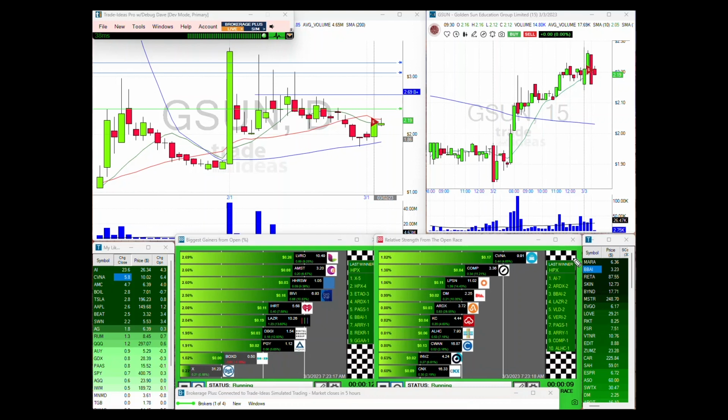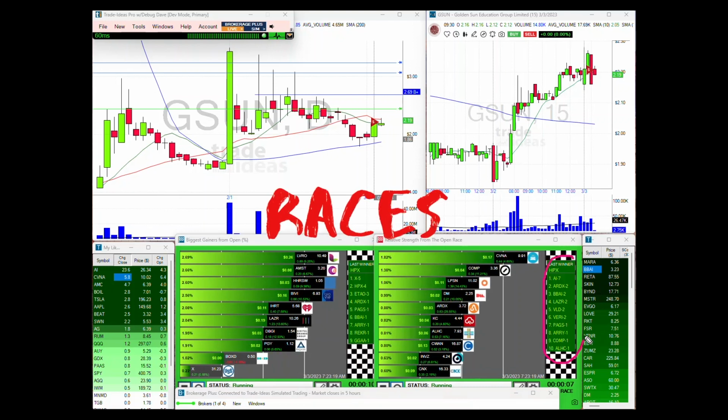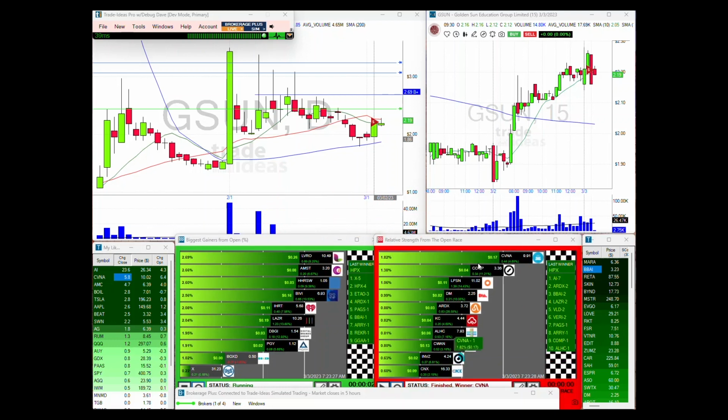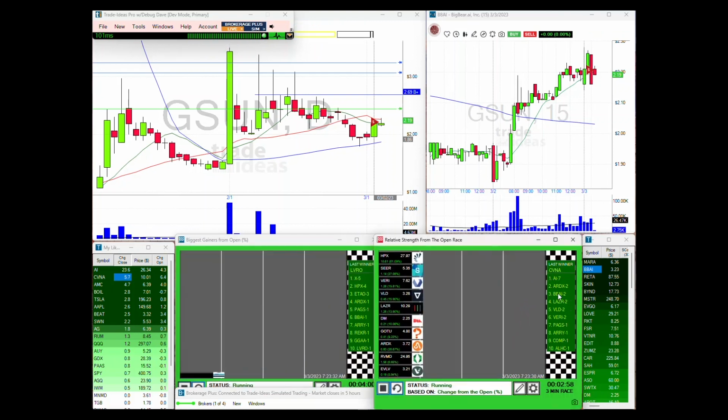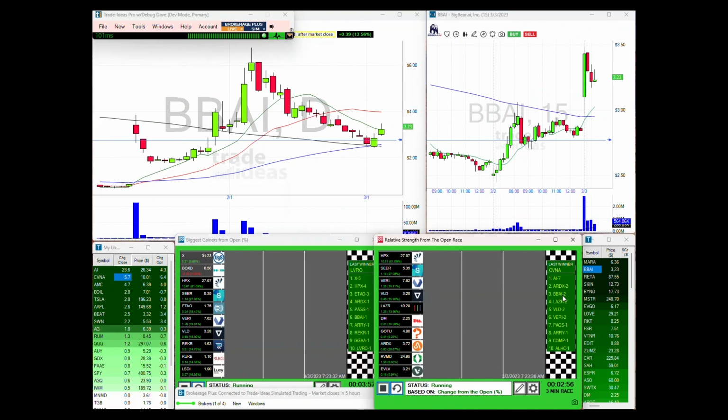Again, this is our race setup here showing us where the action is today. And these are the race leaders. And BBAI has caught my eye, so I'm going to demonstrate how easy it is to practice trading something like this. We're not going to use real money. Let's go ahead and click BBAI.